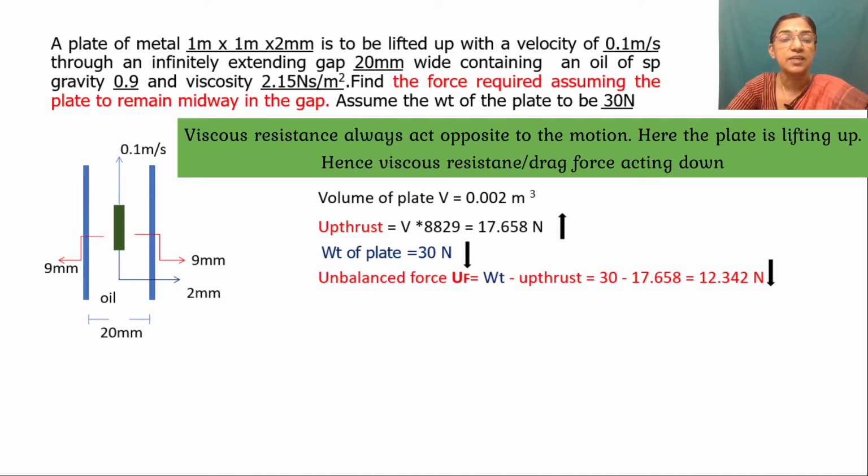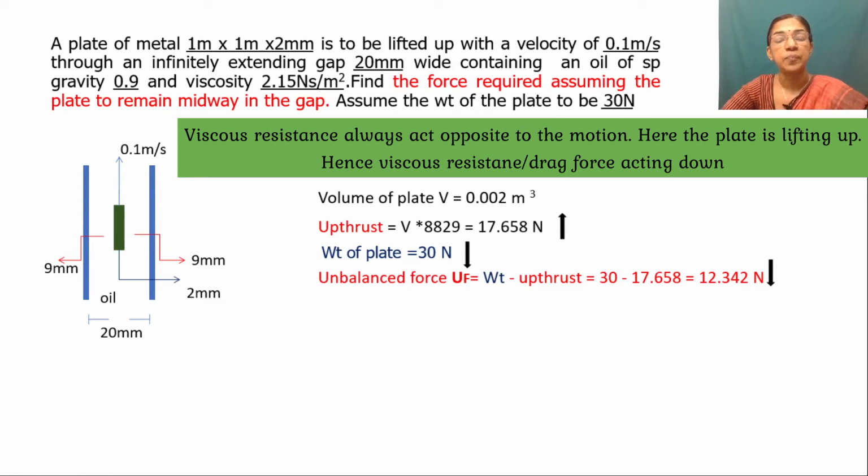The next force that comes here is the viscous resistance. Since this plate is moving in this direction, the viscous resistance acts in the opposite direction, and it is called drag force. So how will you find out the drag force?